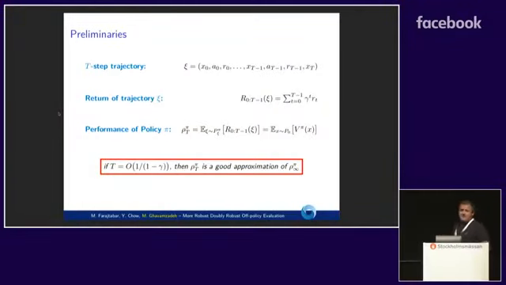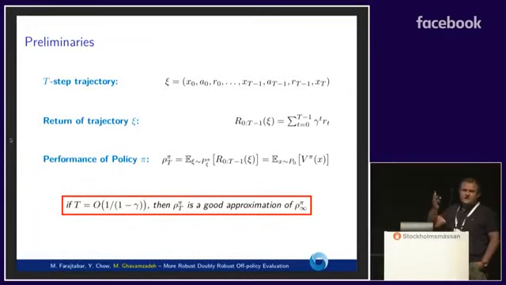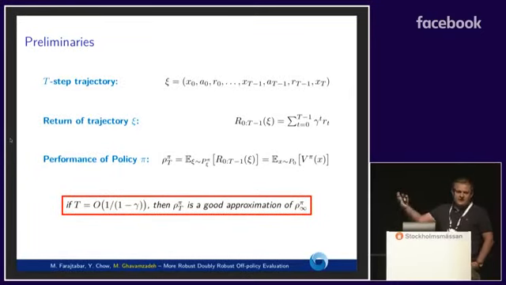this is about off-policy evaluation. I start with some preliminaries. So C is a T-step trajectory, consisting of a state X, action A, and reward R. Since in this talk I'm going to talk about contextual bandits and RL, if T is equal to 1, we are talking about contextual bandits. If it's more than 1, we are talking about RL.